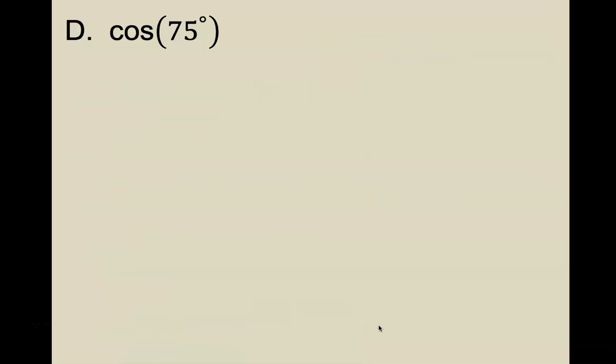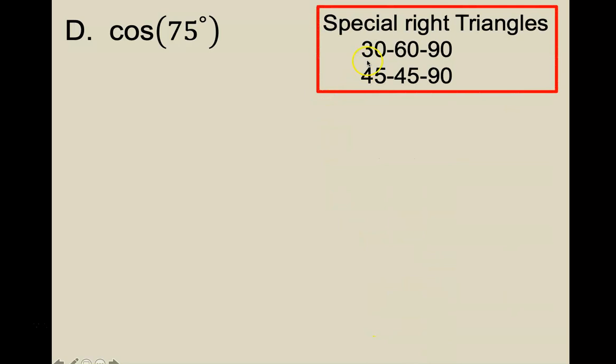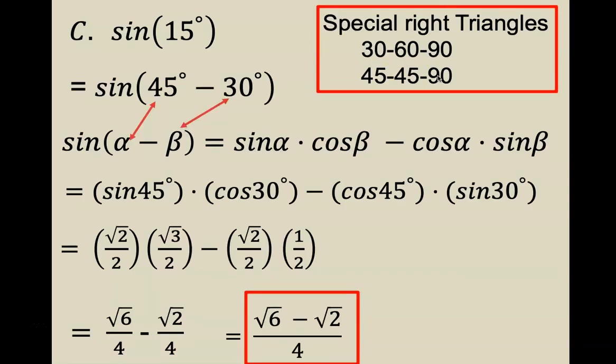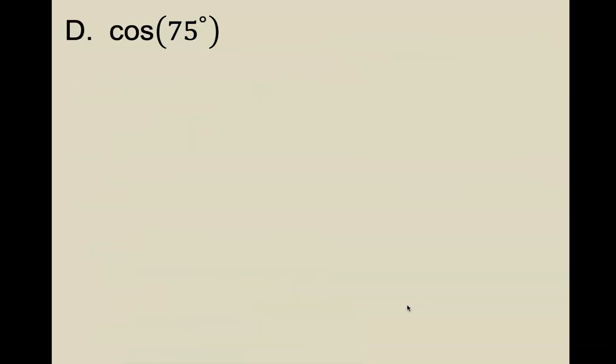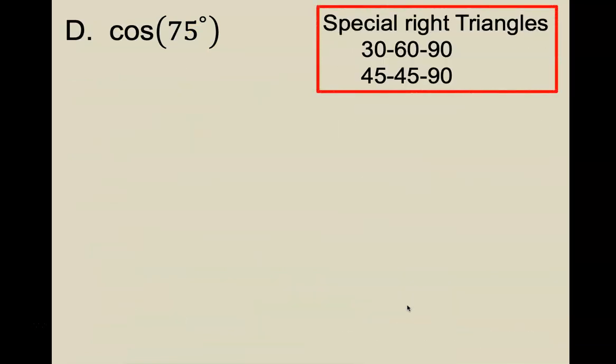Okay, now let's take cosine 75. Again, my special right angles are 30, 60, 90 and 45, 45, 90. You may ask, in this problem I chose to go 45 minus 30. Some might say, could I have gone 60 minus 45 for my A and my B? Yes, so long as it makes 15, it would have worked out pretty much the same way. You'd have gotten the same answer, so no biggie. So you have some flexibility in how you do these.